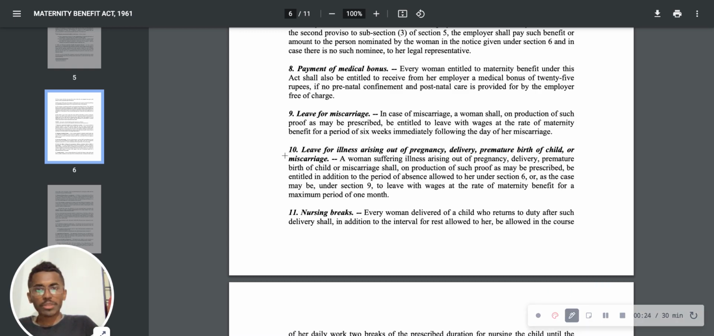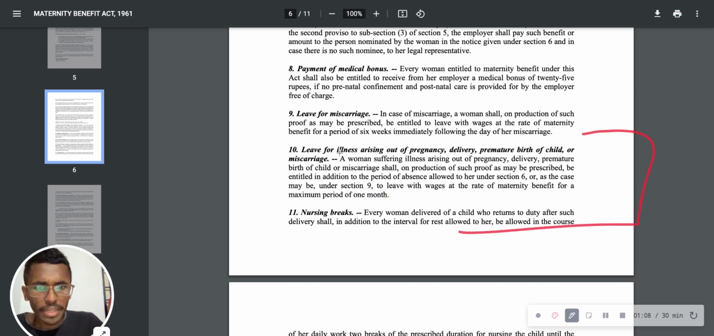Okay, now let me take you all to Section 10 first. The leave for illness arising out of pregnancy, delivery, premature birth of a child, or miscarriage. For example, if a female is pregnant and there is some kind of miscarriage, a woman suffering illness arising out of pregnancy, delivery, premature birth of child, or miscarriage shall, on production of such proof as may be prescribed, be entitled, in addition to the period of absence allowed to her under Section 6, or as the case may be under Section 9, to leave with wages at the rate of maternity benefit for a maximum period of 1 month.